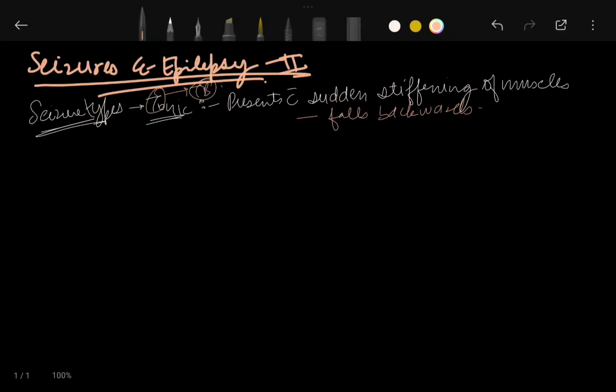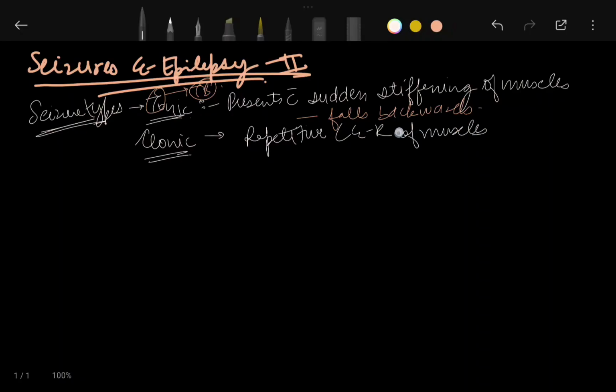Okay, after this tonic, we have clonic. In clonic, there is repetitive contraction and relaxation of muscles, which is usually rhythmic, and the person is sustained in that position only. After tonic, clonic, then atonic.